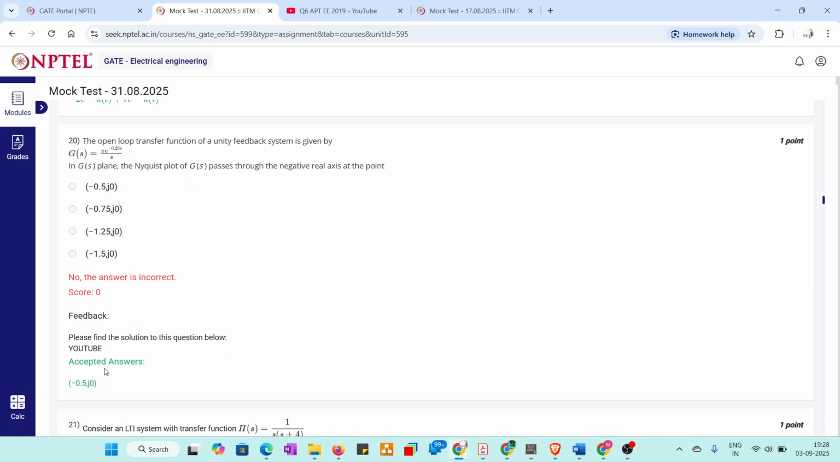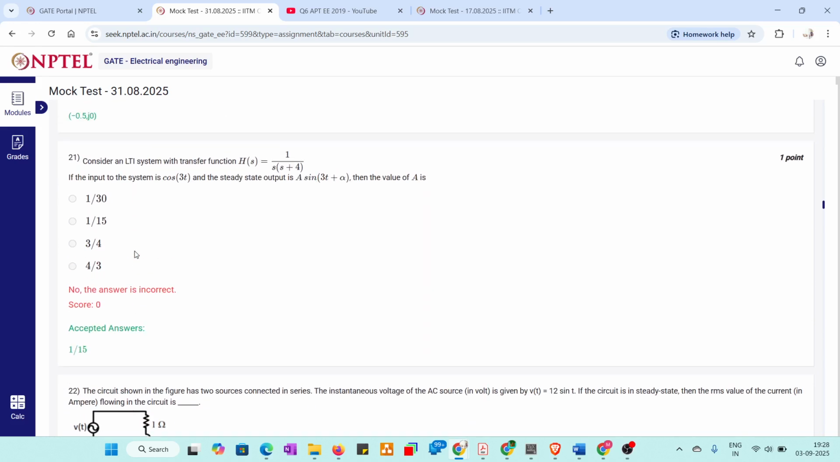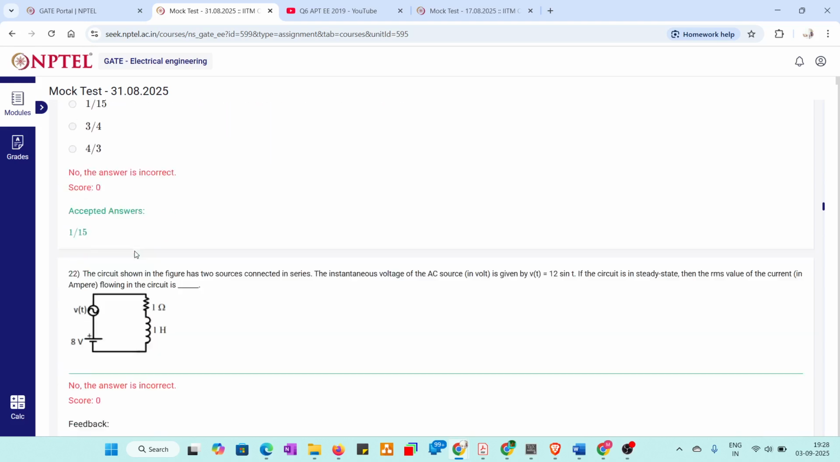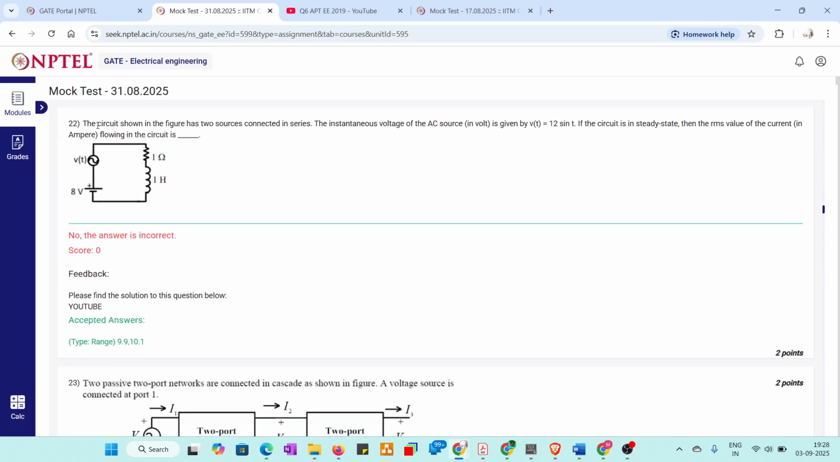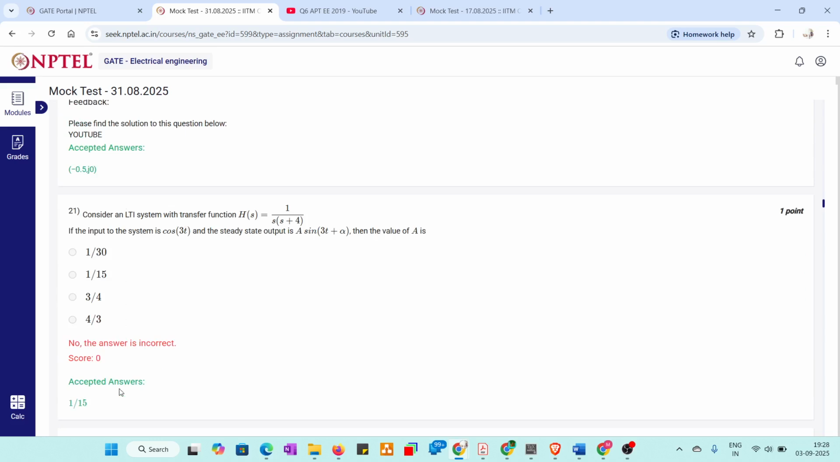So this from the question. So in the GFI, Nyquist plot passes through the negative real axis at the point. So for open loop transfer functions, they give. Next, consider the LTI system transfer function 1 by S of S plus 4. So here, and next coming to the fill in the blank question. Okay, so let's see this question once. Okay, you may take the screenshot.